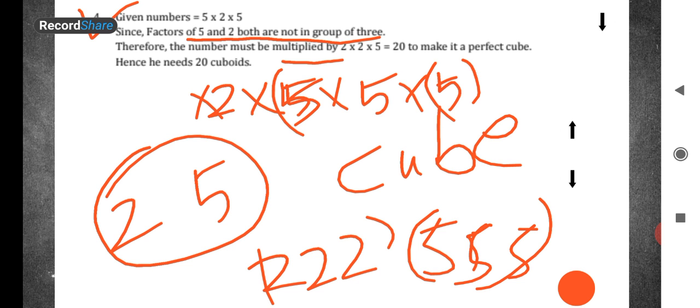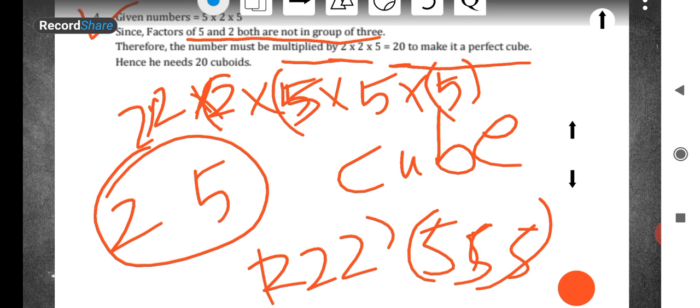Then to make this 2 also a triplet, you have to multiply with 2 2s, isn't it? So what will you multiply to get a perfect cube? You have to multiply with 2 into 2 into 5, because two 5s are already there, so we need only one more 5, and there is only one 2, so we need 2 more 2s, isn't it? 2 more 2s. So what did we get? 20. We have to multiply with 20 to make it a perfect cube.